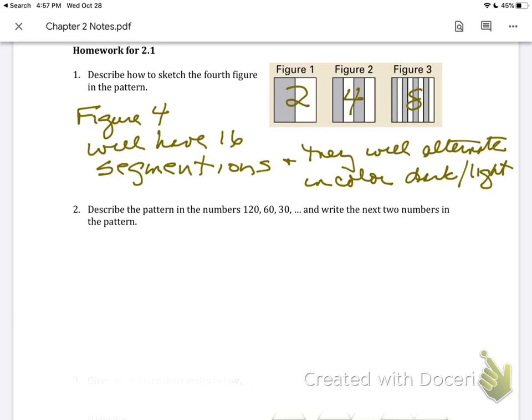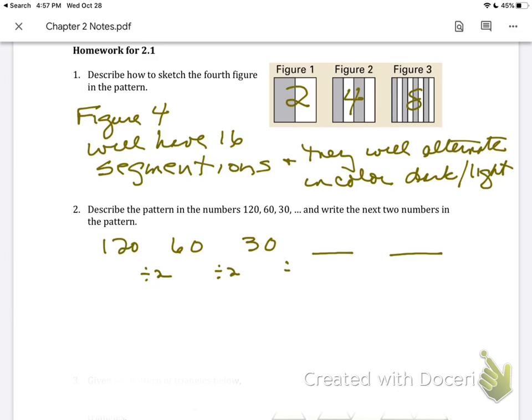Okay, so then this next one is also more patterns. Describe the pattern in the numbers. So 120, so write your numbers down, 60, and 30. And then they also want me to write the next 2 numbers in the pattern. So I'm missing 2 numbers. So to go from 120 to 60, I divide by 2. Does that also work here? If I divide 60 by 2, will I get 30? And the answer is yes, I will.